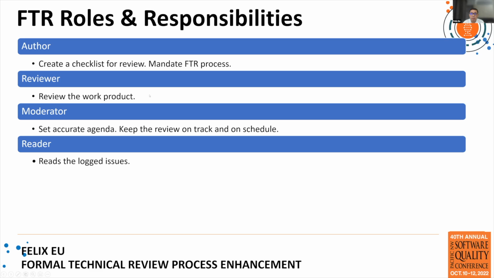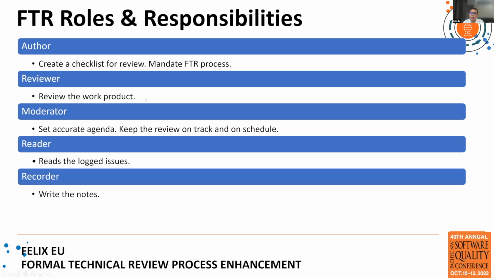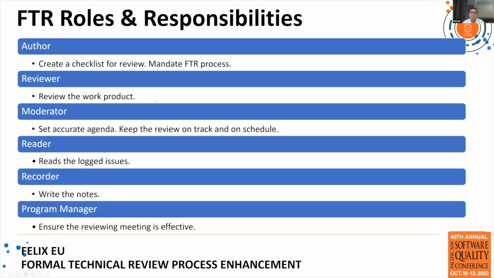A reader's function is to read the work product in the review meetings. The recorder's job is to write the notes and record the defects, suggestions, or feedback during the review meetings after the consensus is reached. And program manager. The program manager is to ensure that the review meeting is effective. Formal training shall be provided to the participants.